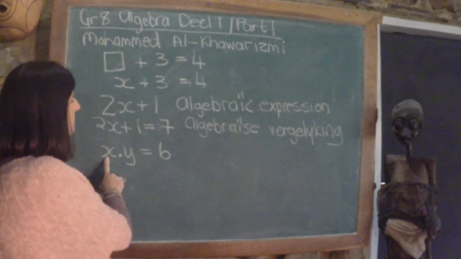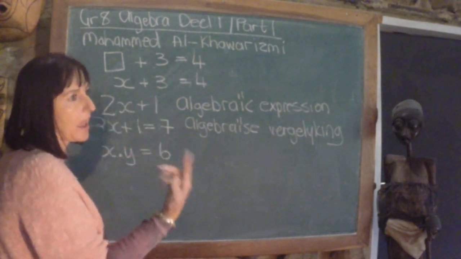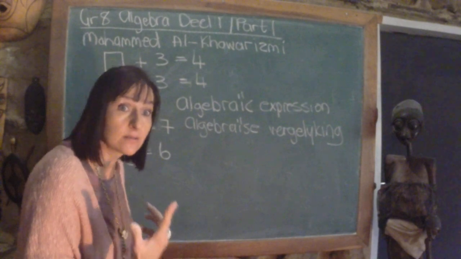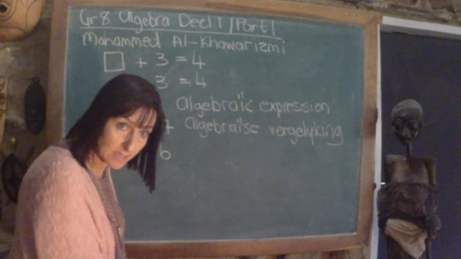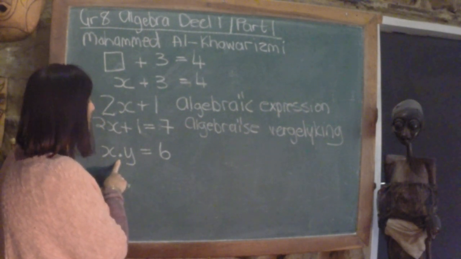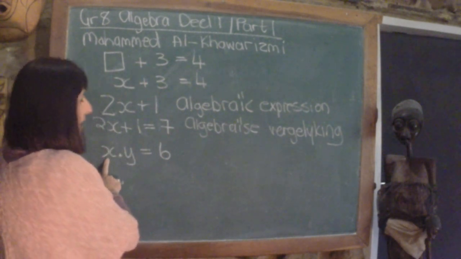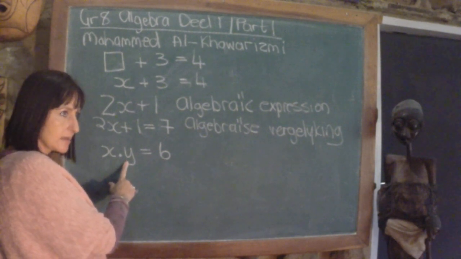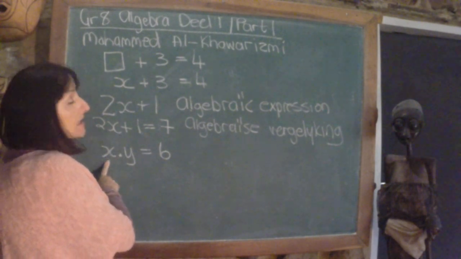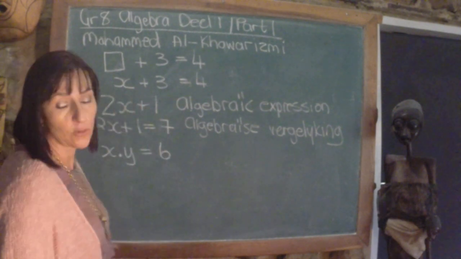Vermenigvuldiging. So wat maal wat gee vir my 6? What times what will give me 6? X can be 2, and if X is 2, then Y must be 3, because 2 times 3 gives me 6. So you must know that the point in mathematics means multiplication. So now X can have lots of values. X can be 1. If X is 1, Y is 6. If X is 2, Y is 3. If X is 6, Y equals 1. See? So there can be lots of values for X and Y.